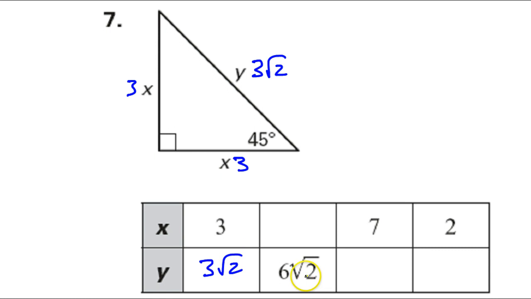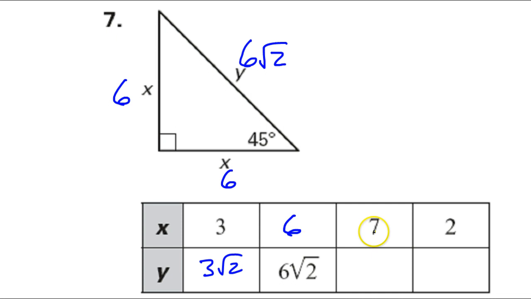Okay, on the other hand, for this next slot, we are starting all over again, and we're saying if y is 6 radical 2, so that means here we have 6 radical 2, then what must x be? Well, if y is 6 radical 2, then x must be 6 and 6, because it would be 6, 6, 6 radical 2. Alright, fine and dandy.